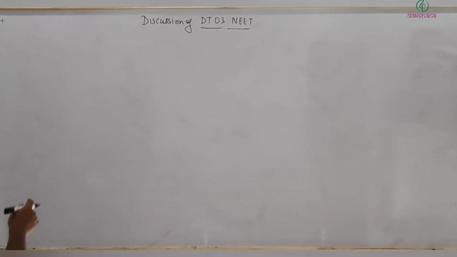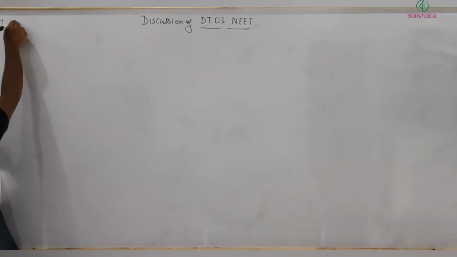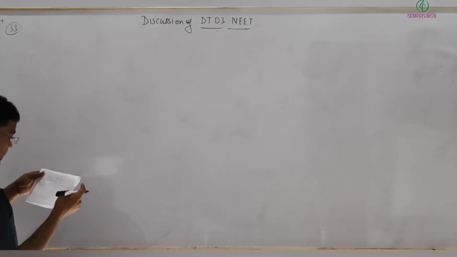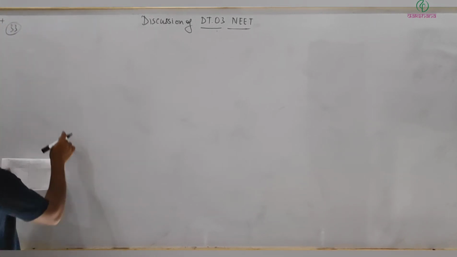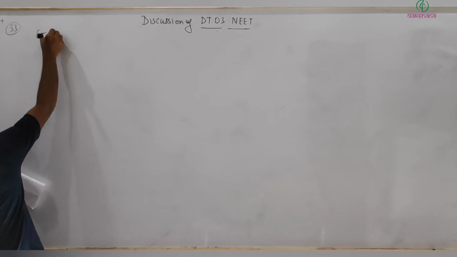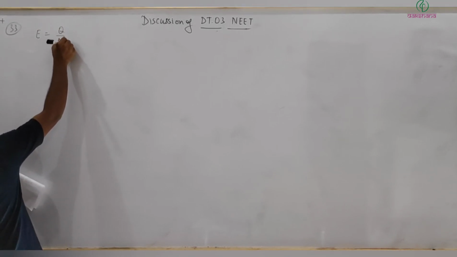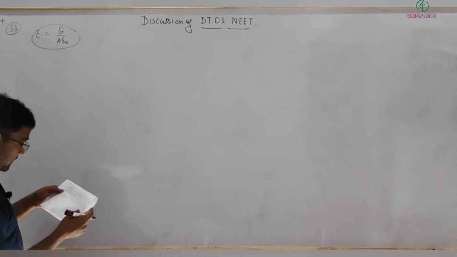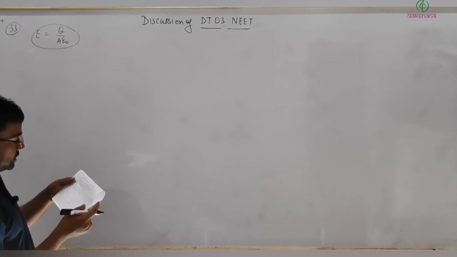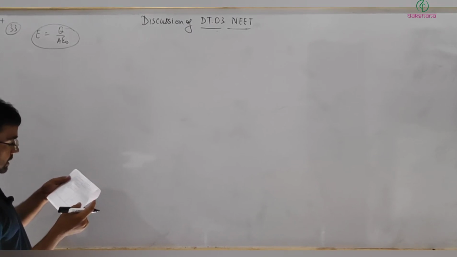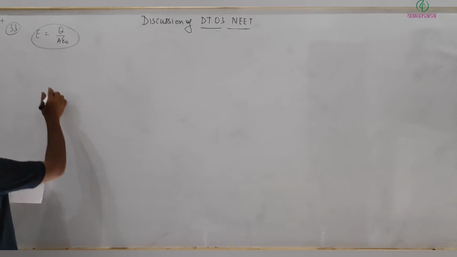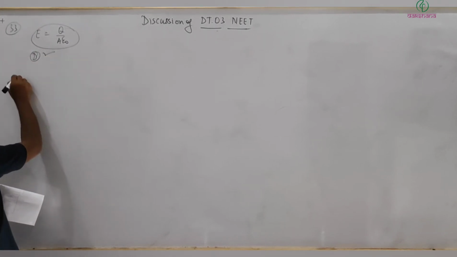Okay, next question number 33. Here it's asking about the electric field between the plates of the charged capacitor, and E is given by Q divided by A epsilon naught. So is it directly proportional to distance? No. It's not depending on distance, so D is the correct option.